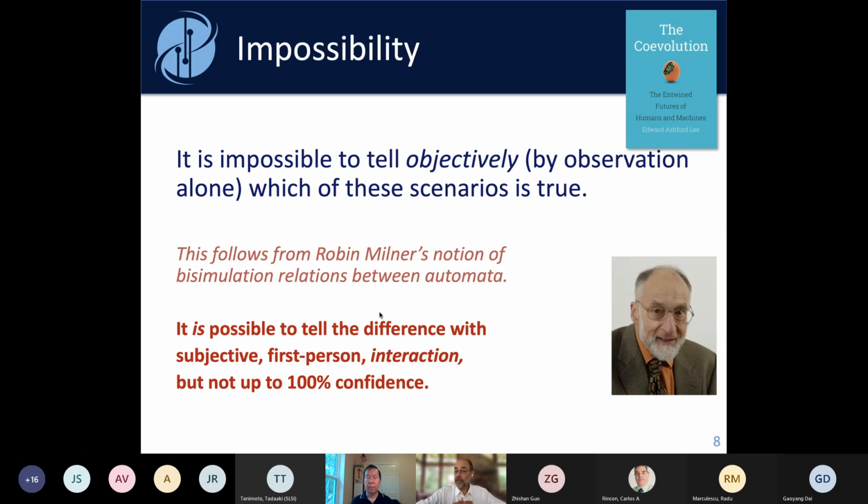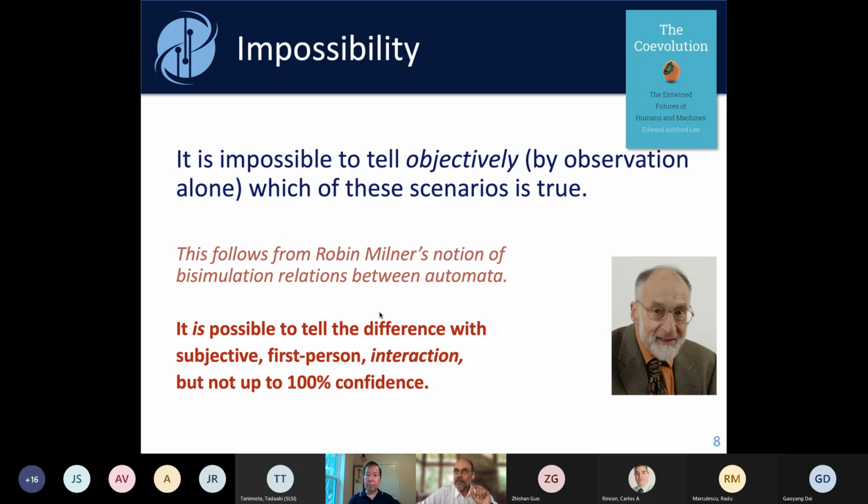And I show, using the concept of bisimulation, that it's impossible to tell the difference between this deterministic world and this non-deterministic world by observation alone. However, you can tell the difference if you can interact. If the observer can interact with the being, then it becomes a subjective first-person kind of interaction. And in that case, it becomes possible to tell the difference, but not up to 100% confidence. I show that, in fact, you can build an arbitrary amount of confidence as close as you like to 100%, but you can never really actually get to 100%.